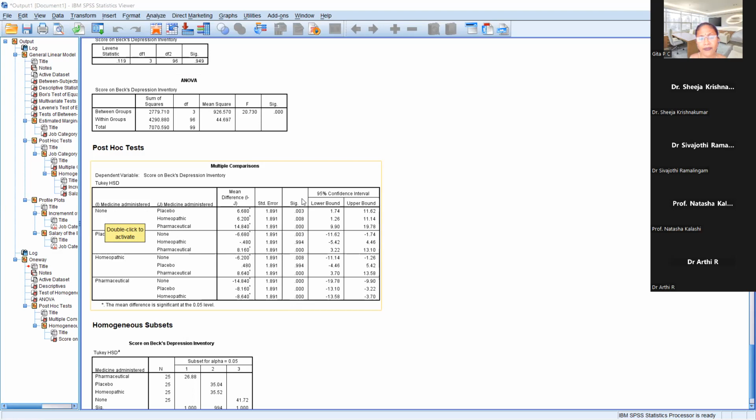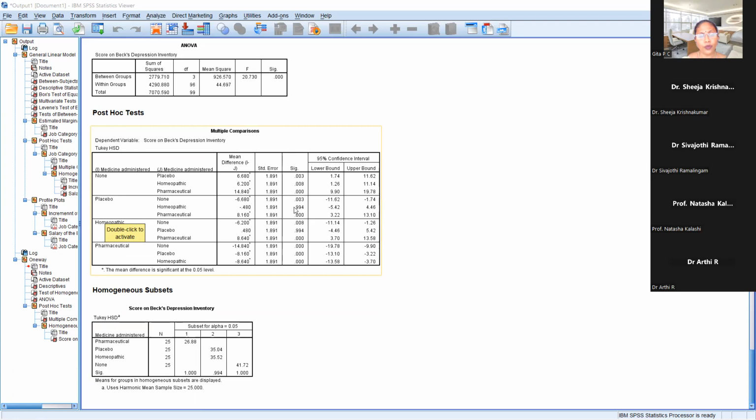Here the p-value should again be lesser than 0.05. If it is lesser than 0.05, then between the two groups there is a difference. So here you find that there is a difference between none and placebo, none and homeopathy, none and pharmaceutical. In the second row, you will find that placebo and none have a significant difference. Placebo and pharmaceutical have a significant difference. Placebo and homeopathy do not have a significant difference.